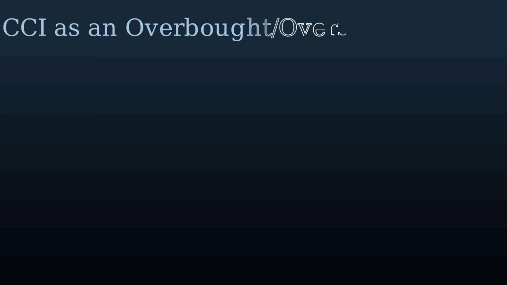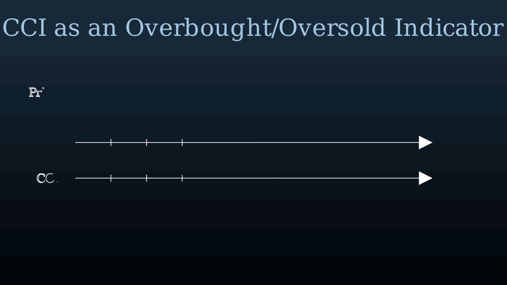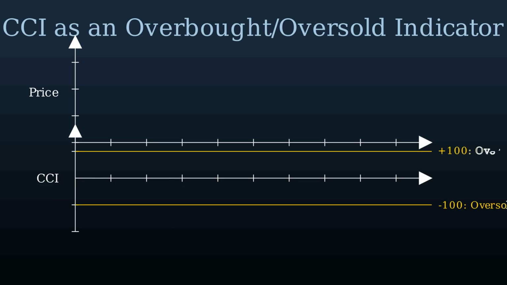One of the primary uses of the Commodity Channel Index is identifying overbought and oversold conditions in the market. Let's look at how CCI can help traders identify potential price reversals. The CCI oscillates around 0, but has 2 important threshold levels at positive 100 and negative 100.